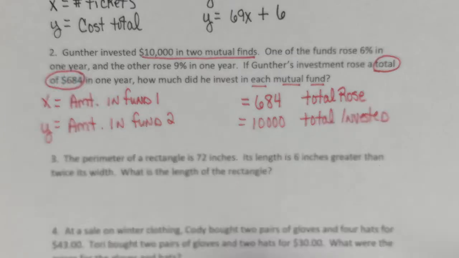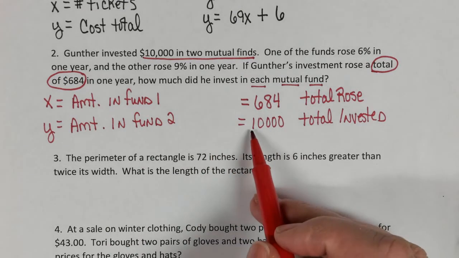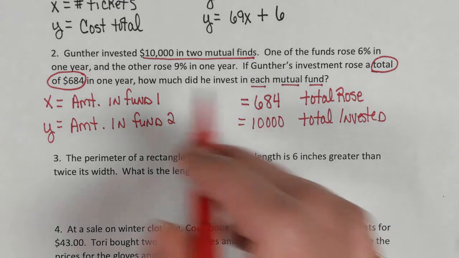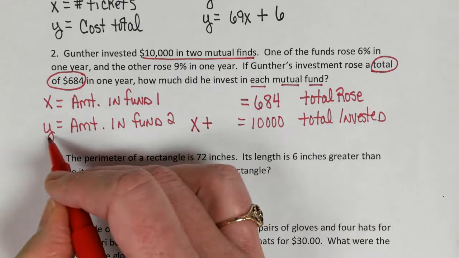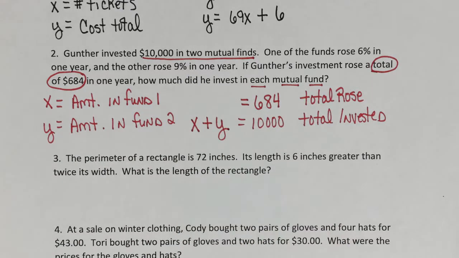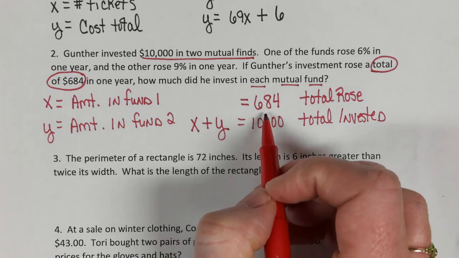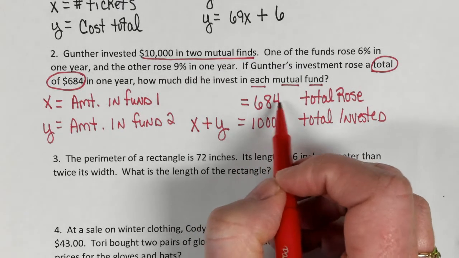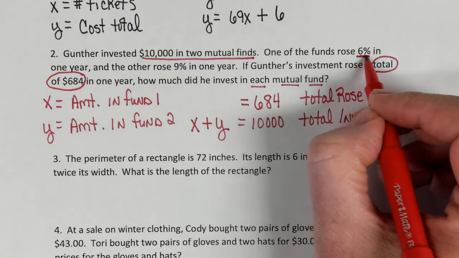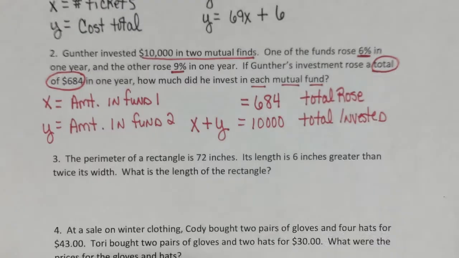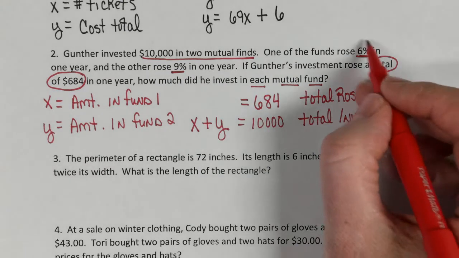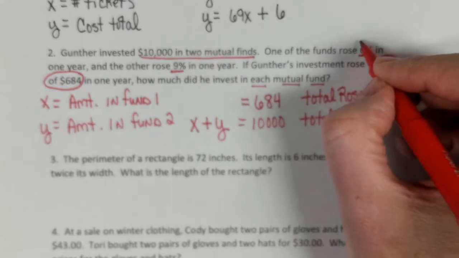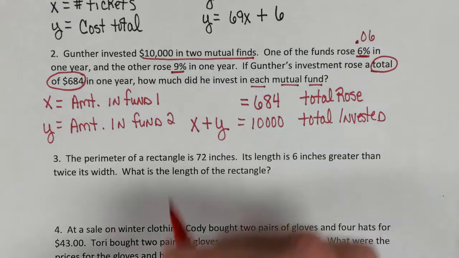Okay? So let's see. Let's start with the easy equation. We know he invested a total of $10,000. So Fund 1, X, plus Fund 2, Y, has to equal 10,000. And then our next equation is how much money it rose. And so that's where these percentages come in. Okay, we know it's rising by a percent of a number. So remember too, anytime we put percents into an equation, we do need to change those to decimals.